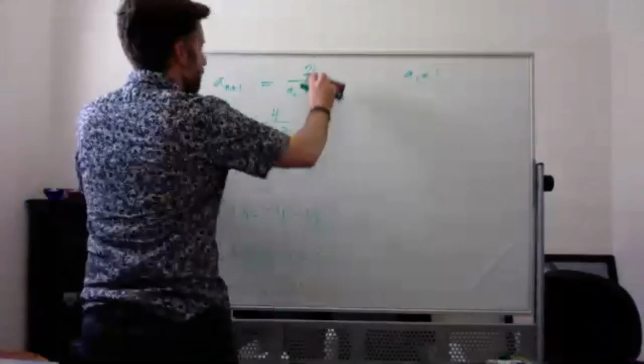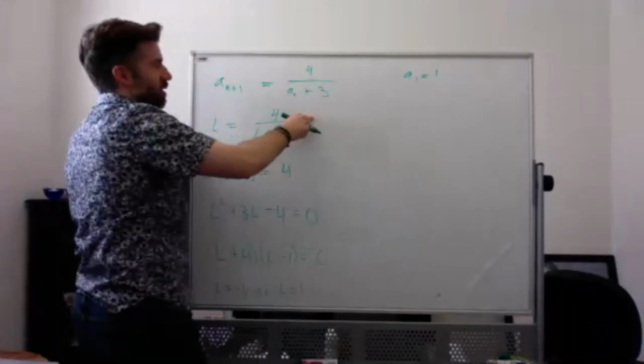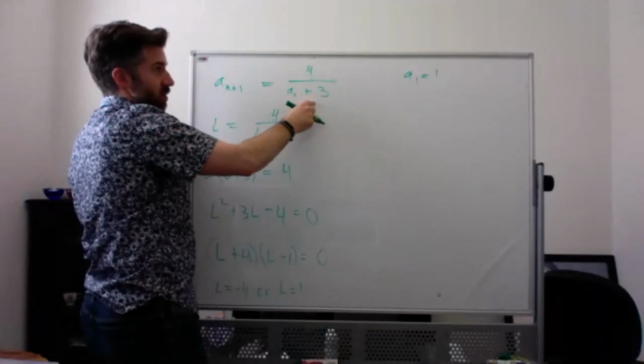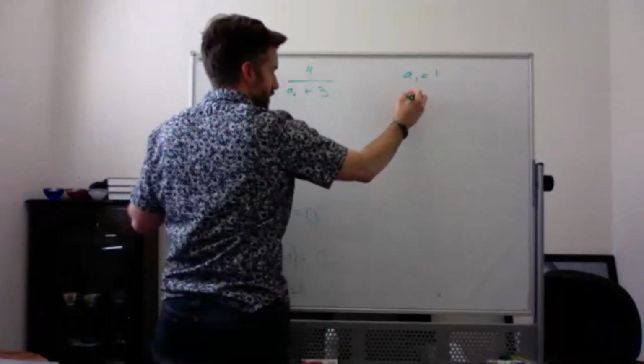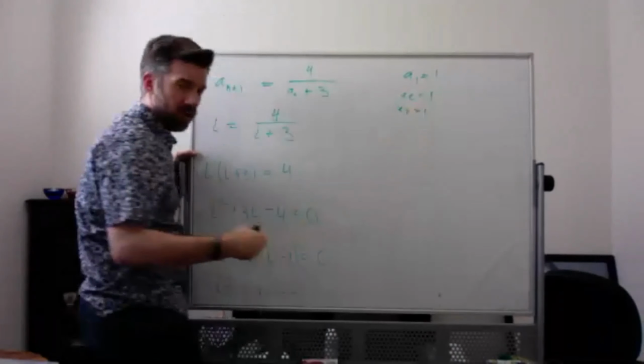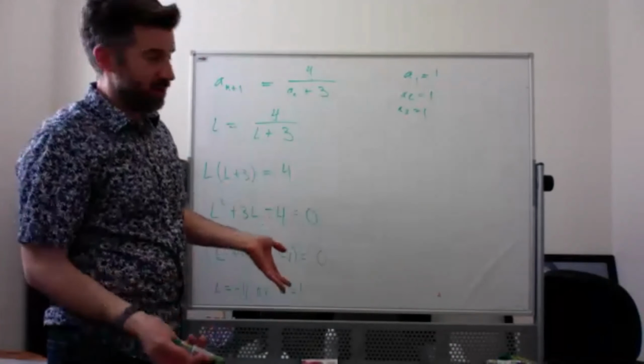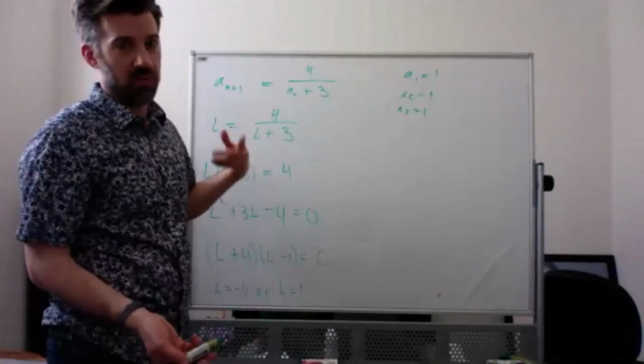If you start at 1, and that's actually 4. If you plug in 1 for a sub 1, you get 4 over 1 plus 3, which is 4. 4 over 4 is 1. So a sub 2 is 1. If you plug in 1, you're going to get a sub 3 is 1, and so on and so forth. So if you happen to start at the equilibrium value or at the limit value, you end up getting the same thing over and over and over again.